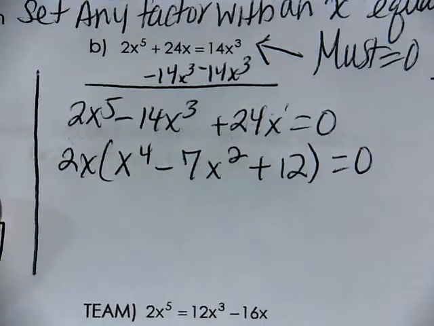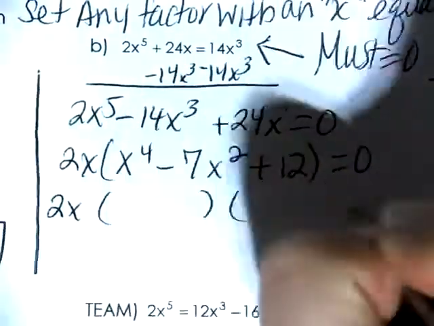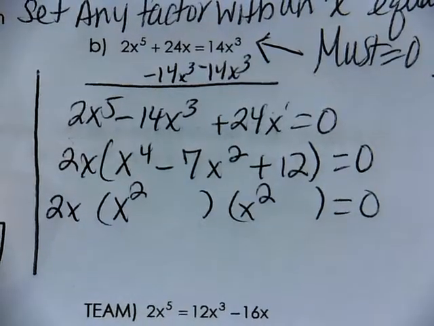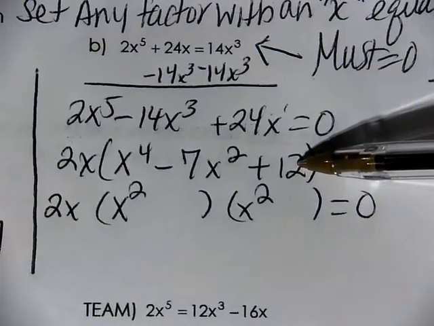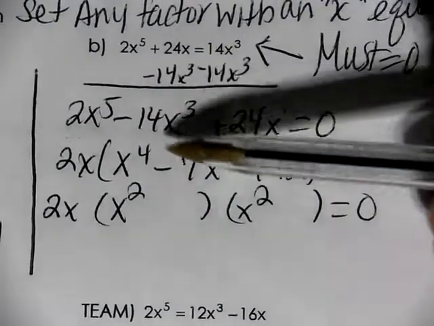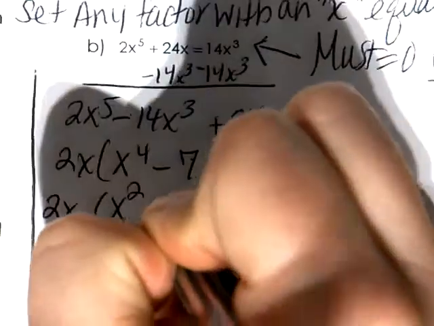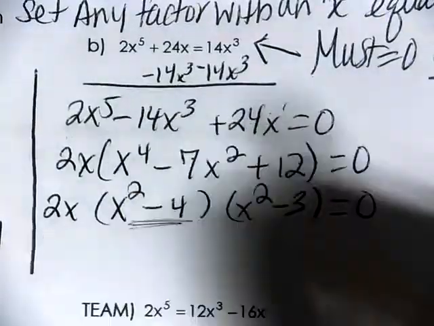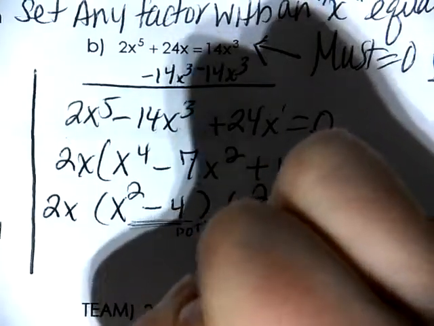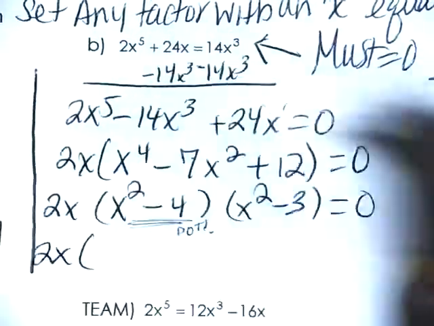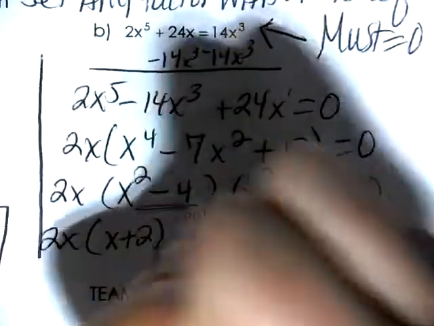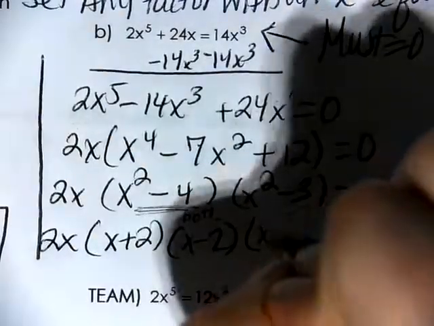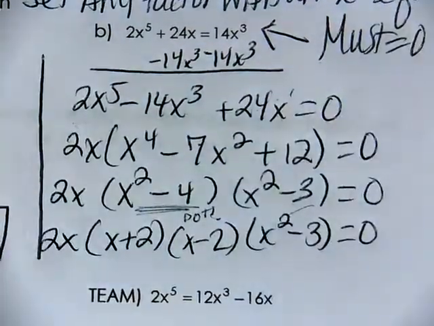From here, I'm going to break this trinomial apart into 2 parentheses, splitting apart the x to the 4th into an x squared and an x squared, and asking myself, what 2 numbers multiply together to equal positive 12, yet together add to equal negative 7? And hopefully you're able to see that it's going to be x squared minus 4 and x squared minus 3. Now, x squared minus 4, that's a difference of 2 squares. So that means I need to keep going with my factorization. So I'm going to have 2x times x plus 2 times x minus 2. And because minus 3 is not a perfect square, I just leave this as x squared minus 3 equals 0.